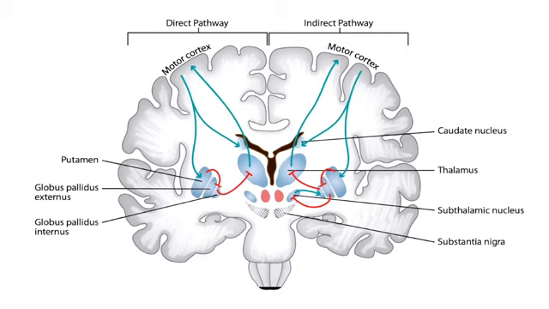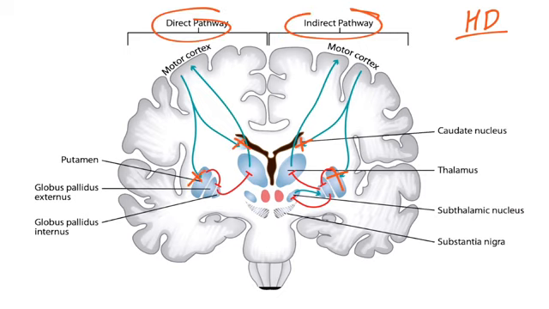So the last point to make about the basal ganglia is regarding Huntington's disease. I will just write HD. Huntington's disease is a hereditary disease which damages the striatum, so both the caudate and the putamen. So this will damage both the direct and indirect pathways.